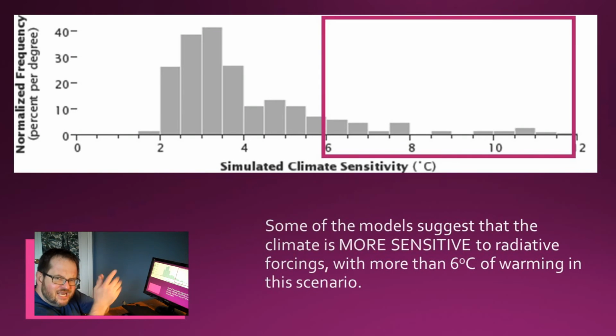But I want to draw your attention to this rather large tail in the distribution of the histogram out here to the right. Some of the models suggest that the climate is more sensitive to radiative forcing, with more than 6 degrees Celsius of warming. I mean, some real climate models came up with changes in the global temperature if we increase the amount of carbon dioxide to double the pre-industrial values, which is almost certainly going to happen even under optimistic scenarios. Holy smokes, some models came up with these huge changes, like 10 degrees Celsius. That is a big temperature change.